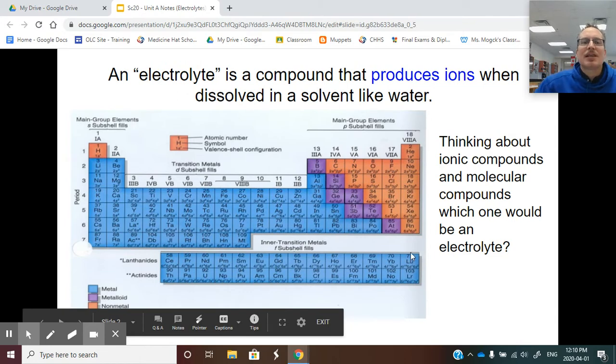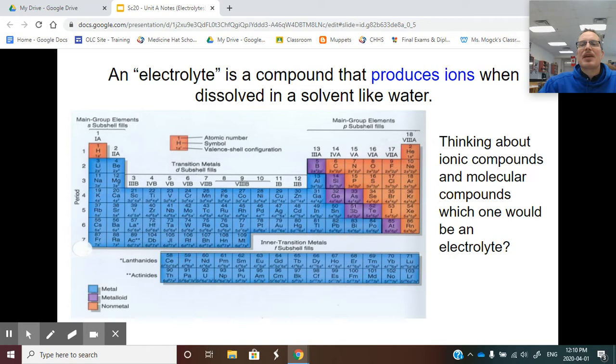Well, if we take a look at this, the simplest definition of an electrolyte is a compound that produces ions. Remember, an ion is something that is charged. So when I drop a compound, a solid, a crystal, whatever it is, into water and it dissolves, do ions get produced? If they do, that is going to be an electrolyte.